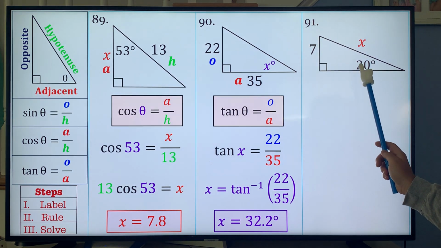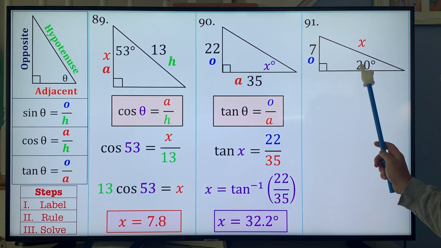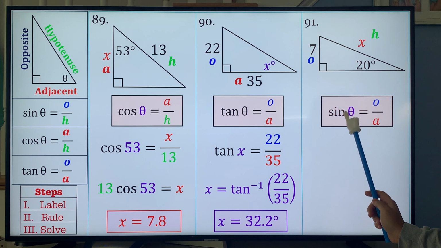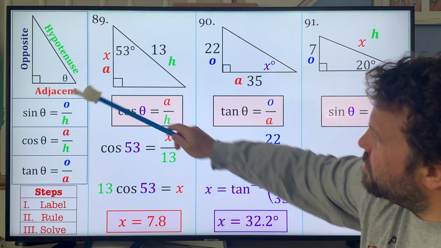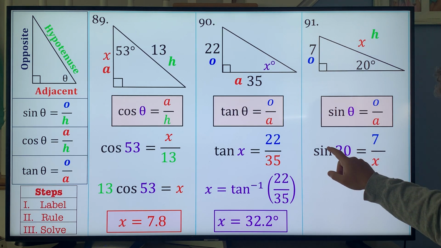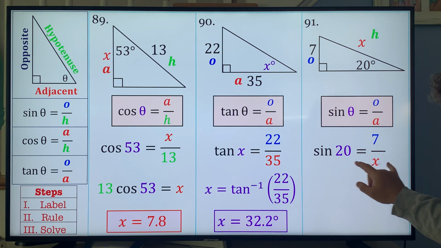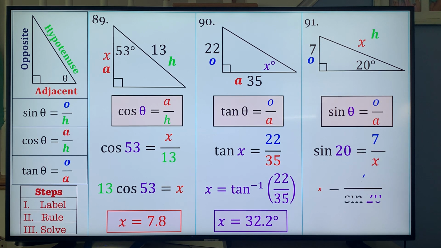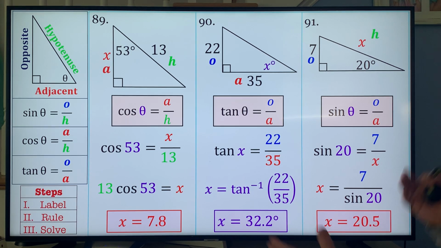All right, here's your angle. Opposite, hypotenuse, sine. Sine 20 equals 7 over x. Since your variable is in the denominator, variable goes over here. Sine 20 goes over here. You pretty much cross multiply. 7 divided by sine 20. You get 20.5. Right? Boom.